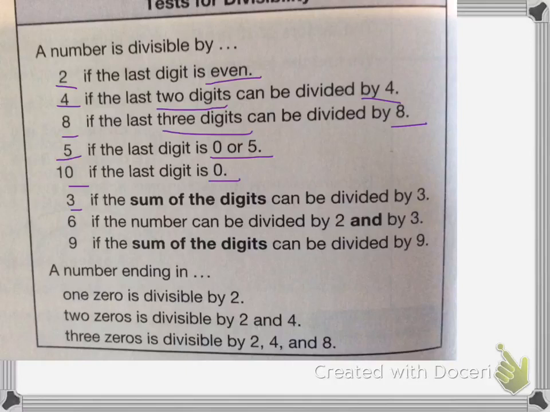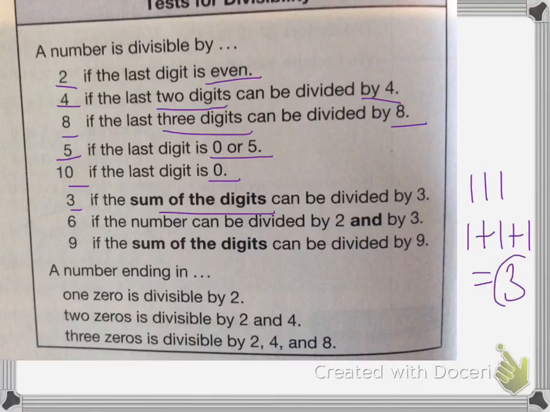3 is if the sum of the digits can be divided by 3. So that would be like 111. If I add 1 plus 1 plus 1, that's equal to 3. So if 3, the answer here, can be divided by 3, then so can it. 6 if the number can be divided by both 2 and 3. And then 9 if the sum of the digits, again, can be divided by 9. A number with 1 zero is divisible by 2, 2 zeros by 2 and 4, and 3 zeros by 2, 4, and 8.